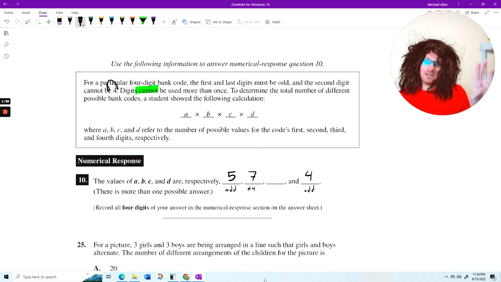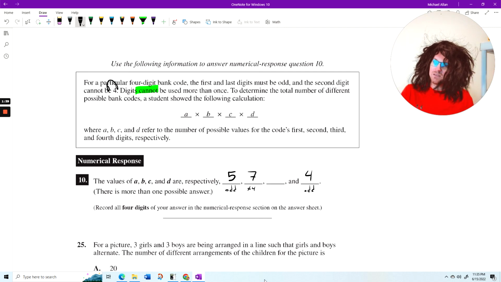So even though I took out the 4, and maybe I used this digit, I could put the 4 back in. So now I still only use 3 digits here. So I have 7 digits here for that one as well.